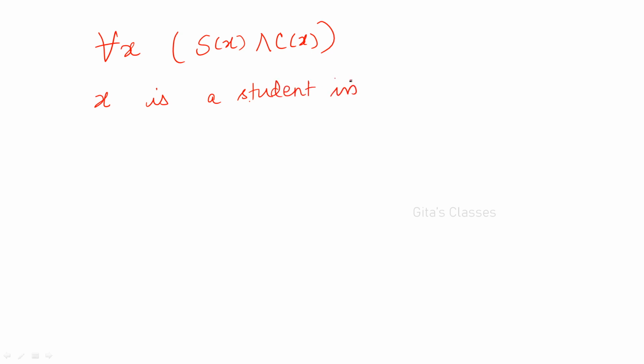Instead of that, you may doubt, why don't we consider S(x) and C(x)? Can we consider it like this? You should know when to write a conditional and when to write "and". If you write S(x) and C(x), considering any person x, this means x is a student of this class and x has studied calculus.